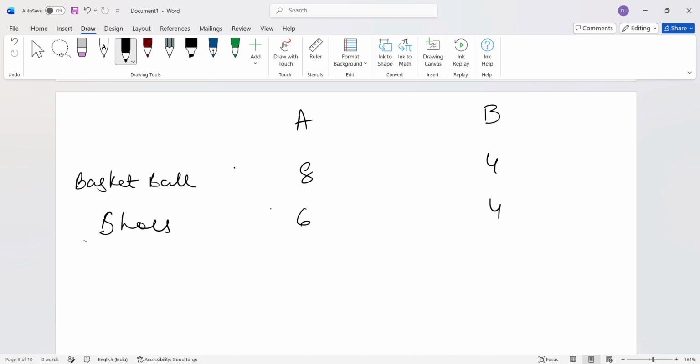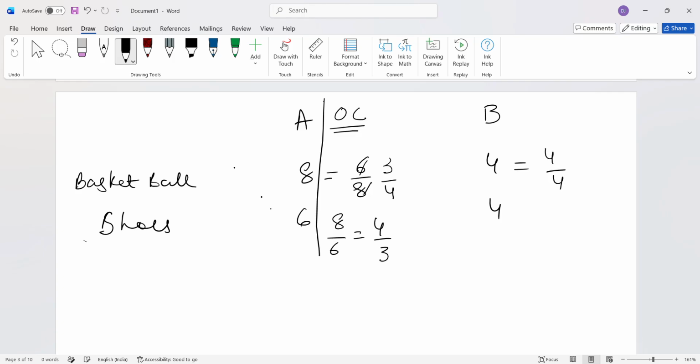So again, the same question, is trade possible? We'll see. It all depends upon if both of them have different opportunity costs. So let's calculate the opportunity cost for them. For the basketball, what will it be? It would be 6 by 8, right? That would be 3 by 4. And for the shoes, it would just be the reciprocal, 8 by 6. That would be 4 by 3. And for country B, it would be 4 by 4, which is 1. And here also it would be 4 by 4, which is 1.